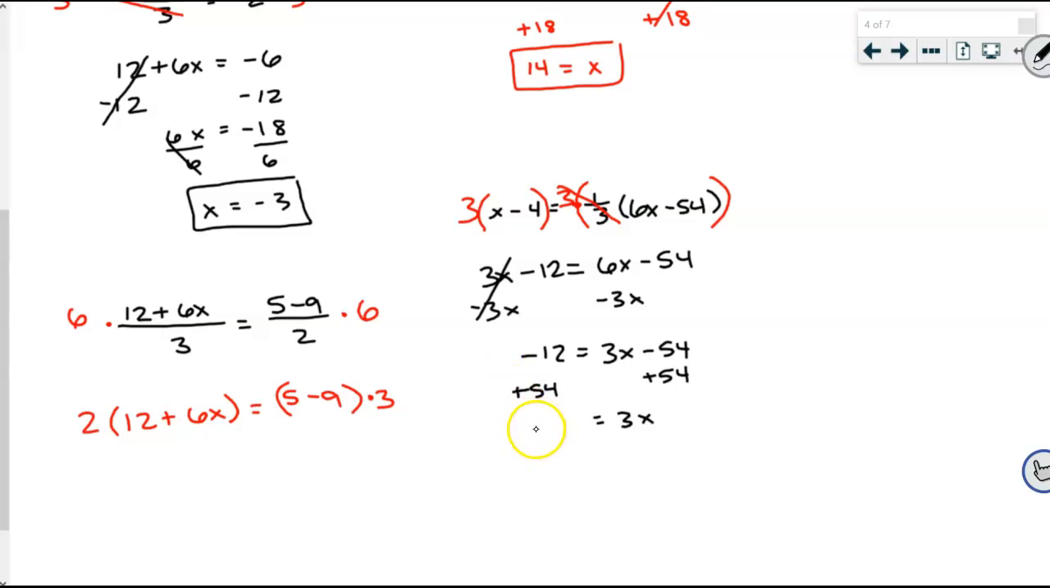Help me out here. I got 44, nope, 42. Divide each side by 3, and that doesn't make sense. Did I make a mistake somewhere? 16, so I made a mistake somewhere. Oh, it's 14, right? It is 14, not 16. 42 divided by 3 is equal to 14.